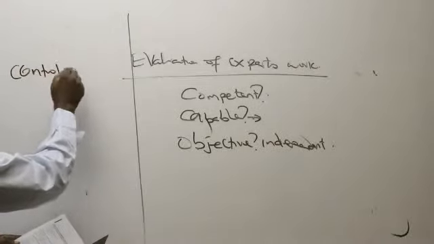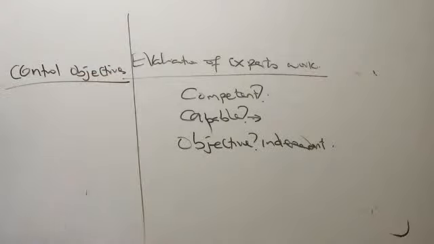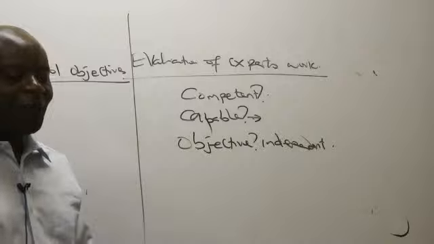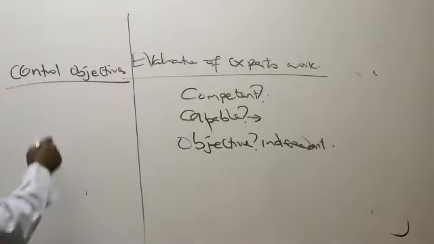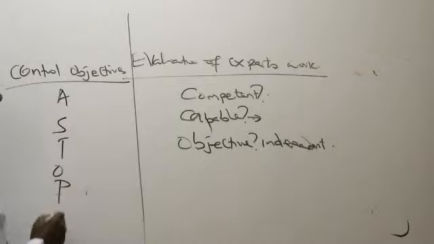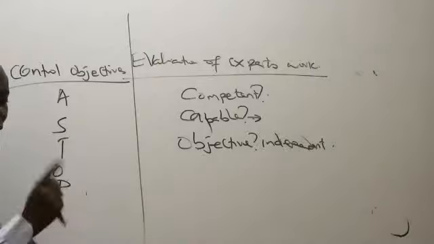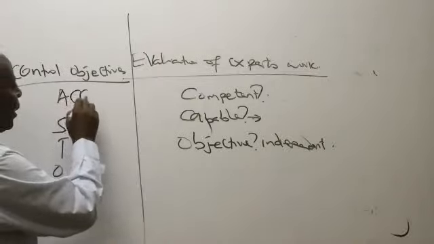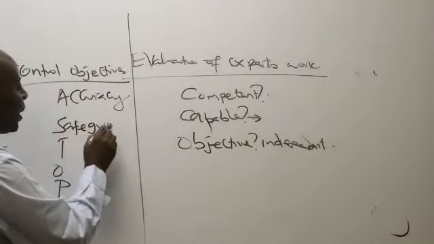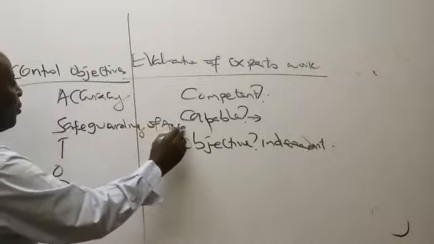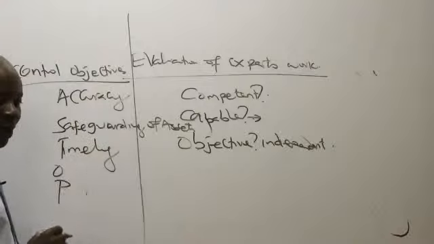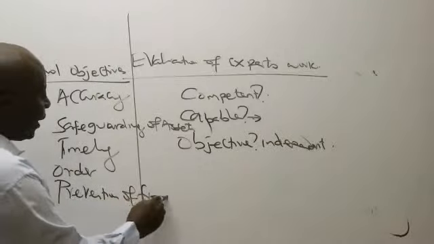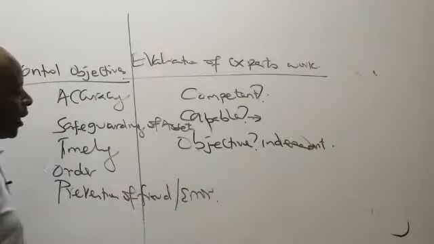Is there anybody who is able to remind us of the control objectives? The control objectives are A STOP. They're normally five, A STOP, because we are putting in controls to stop these thieves from stealing from us. The first one is accuracy, the second is safeguarding of the company's assets, then receiving reports on a timely basis, because there must be order in the company. Then we have prevention of fraud and error.